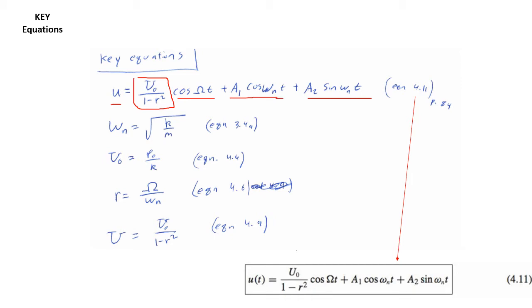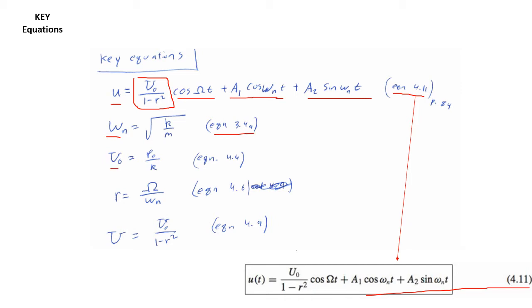So this comes from equation 4.11 on page 84 of our textbook. So I referenced that down here. You can see I've boxed this in so we can reference back to our text and take a look at our general equation there. Now within this, there are other variables that we need to know relationships for. So we have our omega sub n is equal to the square root of k over m. This comes from equation 3.4a in our text.